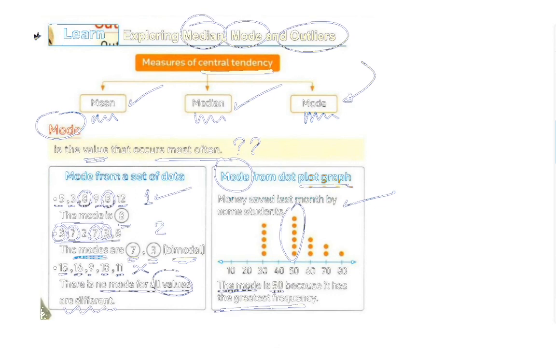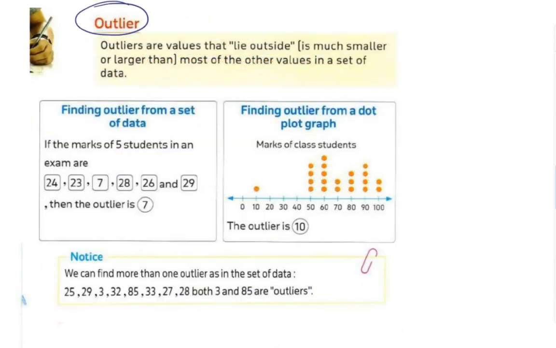Go to next. Now let's learn about something called outlier. Outliers are values that lie outside, much smaller or much larger than most of the values in the data. To understand what an outlier is, we have two examples, as values and as a dot plot.